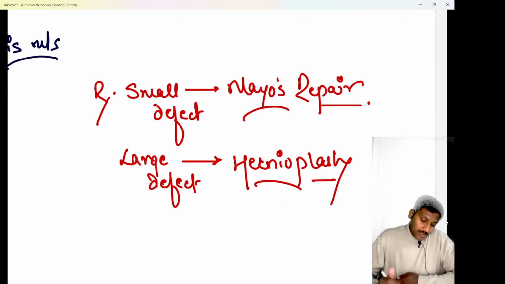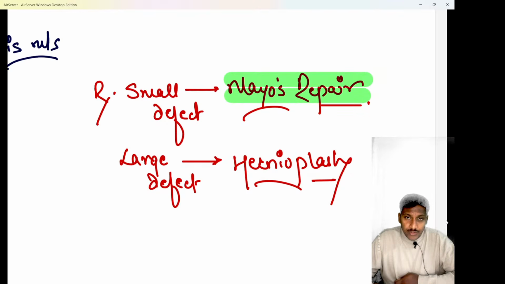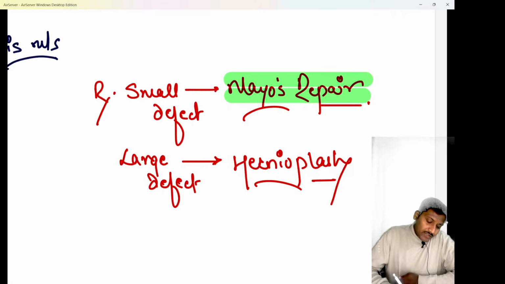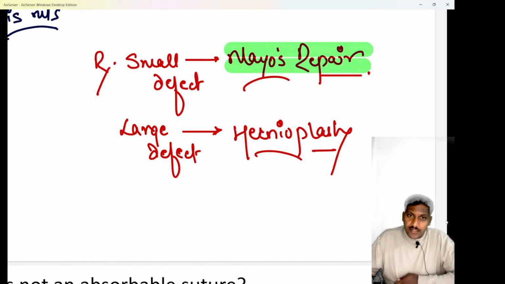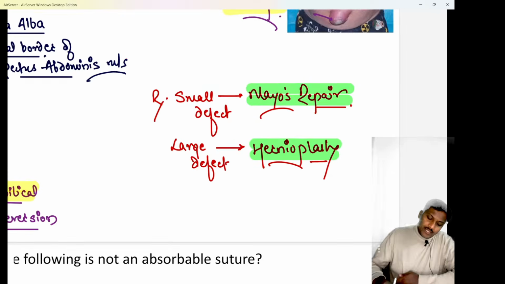What is the treatment? If the defect is small in size, that is around 1 to 2 centimeters, then go for a Mayo's repair. Mayo's repair is a type of herniorrhaphy, that is closing the defect with sutures. Whereas if the defect is large in size, in larger defects we cannot go for a herniorrhaphy. We have to go for a hernioplasty surgery, that is a mesh hernioplasty. So here we are going to close the defect with the help of a mesh.